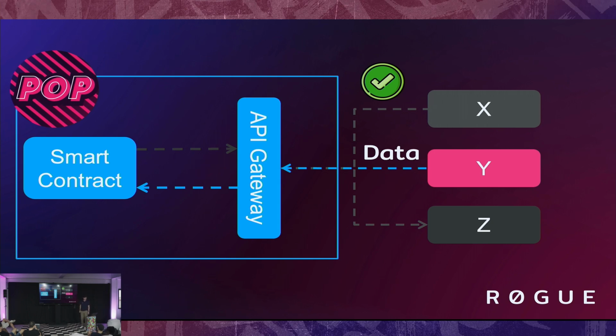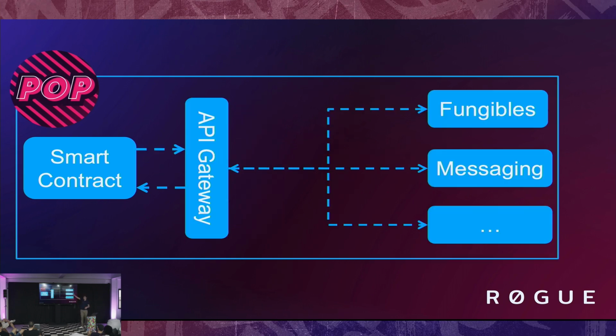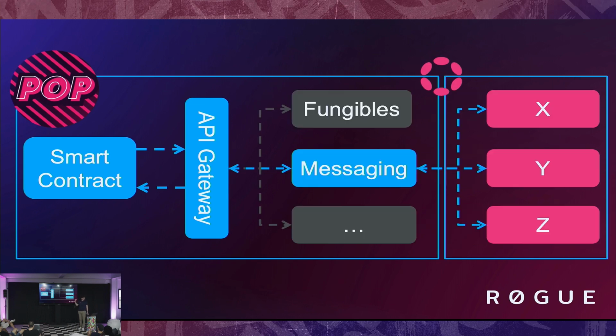So, if we jump a little deeper, POP Network itself has its own mini microservices, if you will, where these are building blocks that you can plug into your smart contract. The one we're focusing on is the messaging bit, the bit that allows you to interact with all of the parachains.